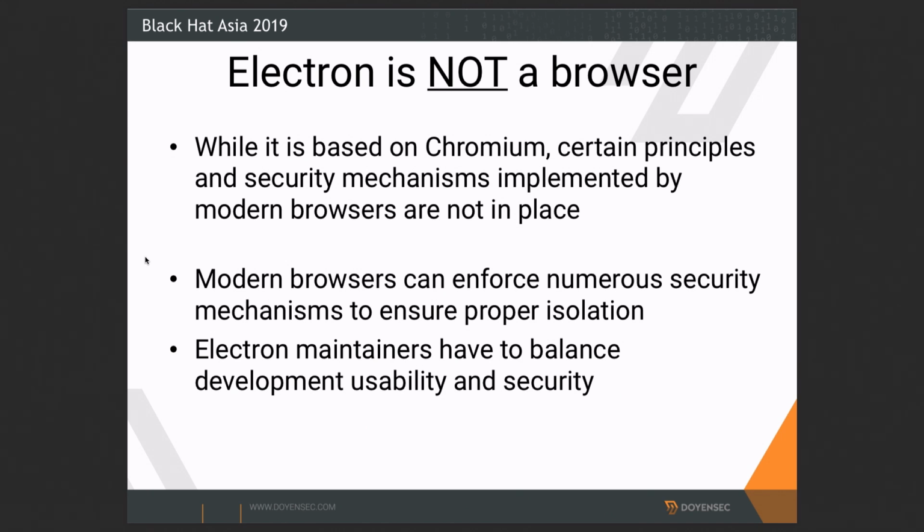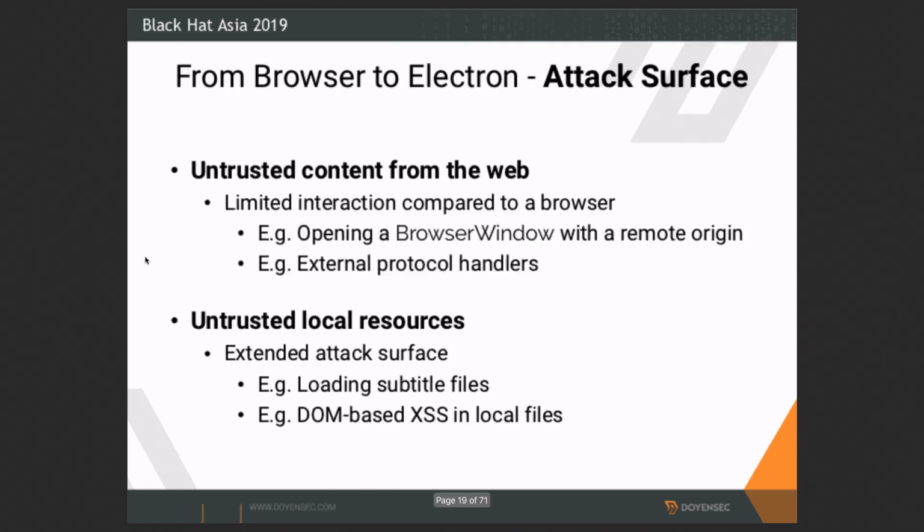And so certain mechanisms that are available in the browser today, by choice or by the current design, are just not there in Electron. And particularly, let's talk about two orthogonal aspects, one being attack surface. So how do we compare a browser to Electron in that matter?